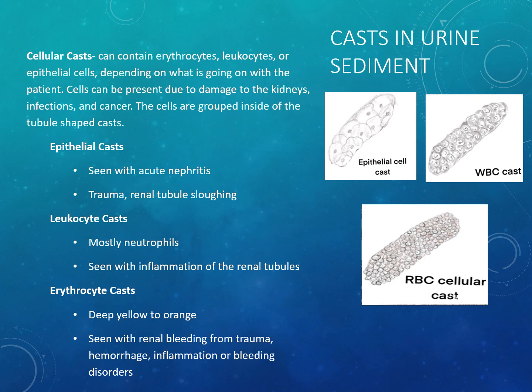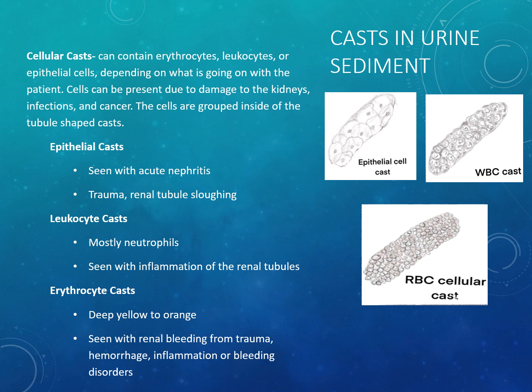Cellular casts contain cells, so they can contain red blood cells, white blood cells, or epithelial cells, depending on what's going on in the patient. The cells can be present due to damage in the kidneys, infections, or even cancer. The cells are grouped inside the tubule-shaped cast when the protein aggregates, and depending on what's there, it pulls it into the cast. Epithelial casts are often seen with acute nephritis.